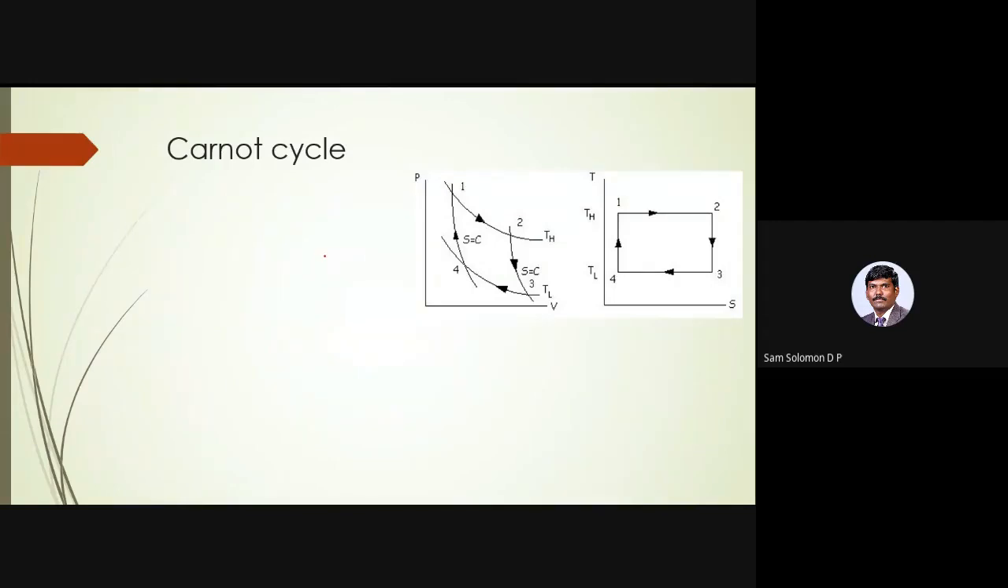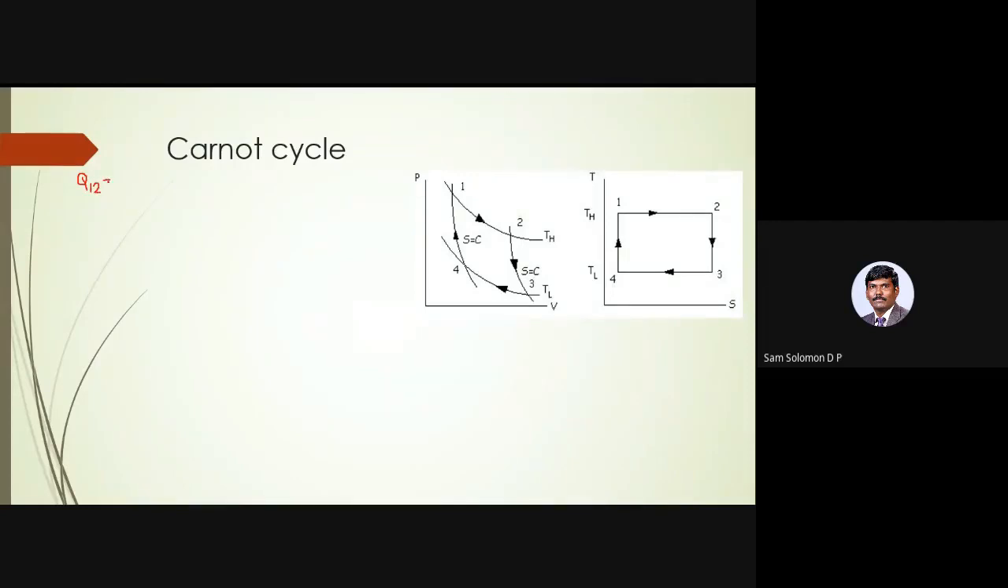So we saw this in the previous class that in a Carnot cycle you have got four processes and all the four processes are reversible. So 1-2 is isothermal expansion, 2-3 is isentropic expansion, 3-4 is isothermal compression, and 4-1 is isentropic compression. And we started with the condition Q12.